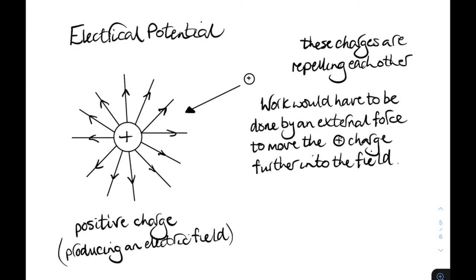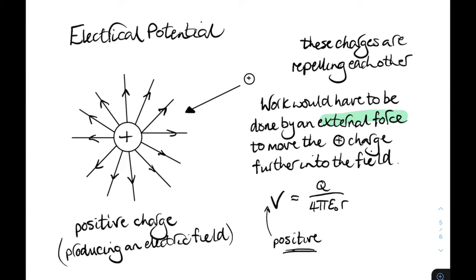And the amount of work that you have to do only depends on the size of the charge that's producing the field, that's the central charge, Q, and the location that you want to move the charge to, that's R, the distance from the centre of the charge. And we've got our constant of proportionality, 1/4 pi E naught in there as well. And because a positive amount of work would have to be done by an external force to move it further into the field, then there is a positive potential at that location in the electric field.